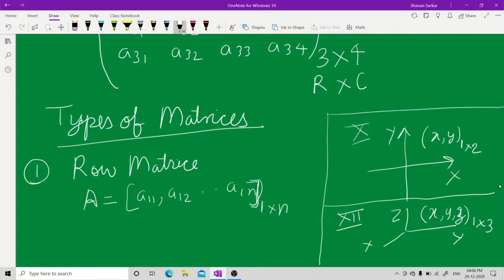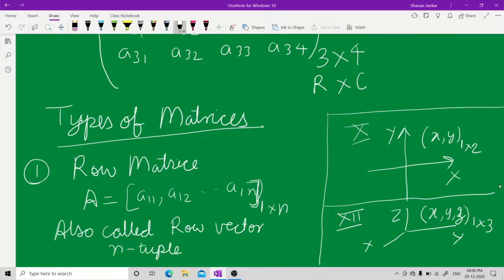So this is also called a row vector, or called n tuple. This was 2 tuple. This was 3 tuple. Because there are 3 points, there are 2 points, for n tuple there are n points. Therefore, n tuples are a row vector.